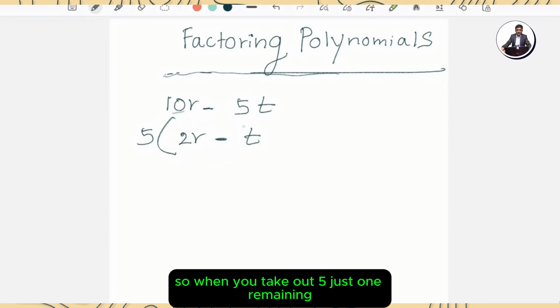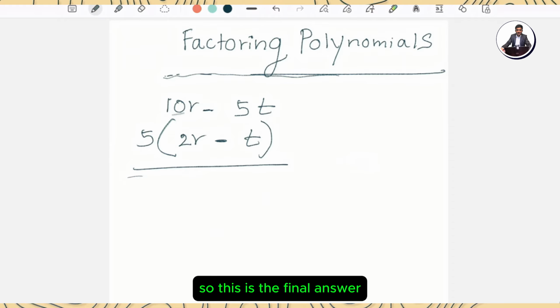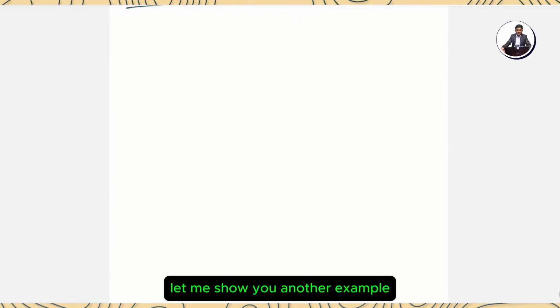So when you take out 5, just 1 remains. So when you factor this, it is 5 times (2r negative t). So this is the final answer. Let me show you another example.